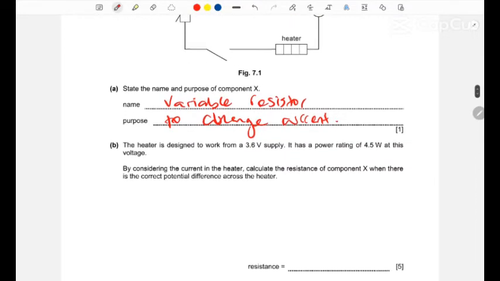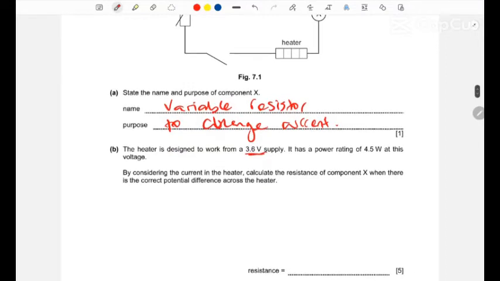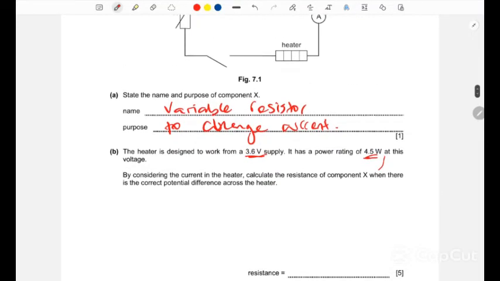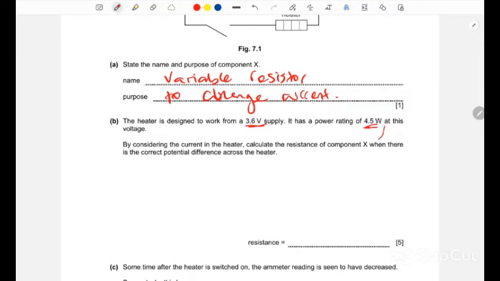Part B. The heater is designed to work from a 3.6 volt supply. It has a power rating of 4.5 watts at this voltage. By considering the current in the heater, calculate the resistance of component X when there is the correct potential difference across the heater. Now this is a 5 marks question, so it's a big one. For this question, we need to consider the voltage of the heater and the power.